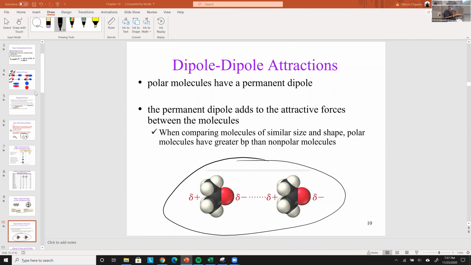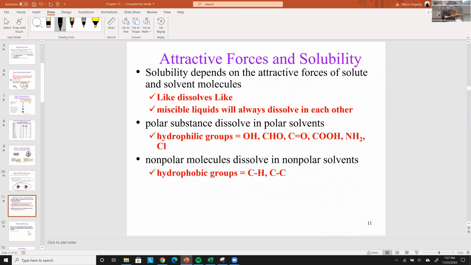All right, I'll ignore the comments. So dipole-dipole, we get the point. Attractive force and solubility, that's another thing. If you have polar molecules, they will dissolve polar molecules. Like oil and water don't mix because the oil is nonpolar, water is polar. So that's a good thing to know. The technical term is that miscible liquids will always dissolve in each other. Miscible means they mix together.